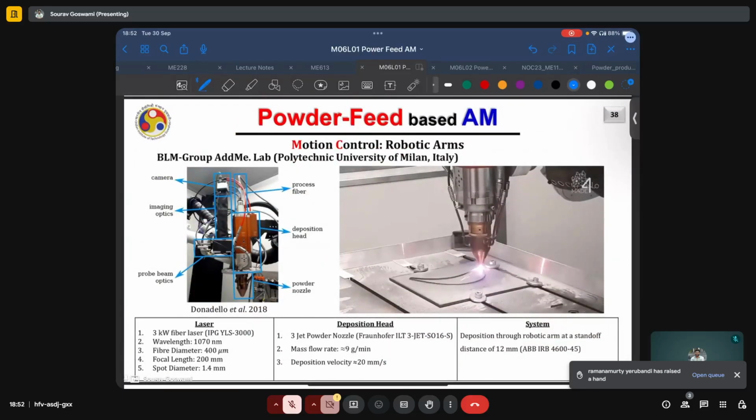Lastly, we have this robotic powder DED setup, which is from Italy, which uses a 3 kilowatt fiber laser of infrared wavelength of 1070 nanometers. The fiber diameter itself is 400 micrometers and focal length is 200 mm. Spot diameter is 1.4 mm. The deposition head features a 3-jet powder nozzle from Fraunhofer. The mass flow rate is 9 grams per minute and deposition velocity is 20 mm per second.